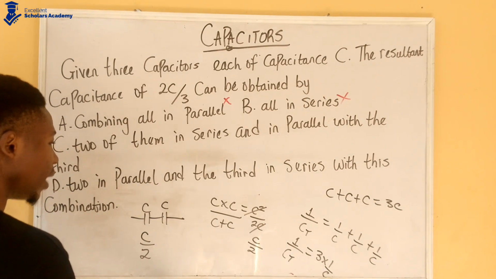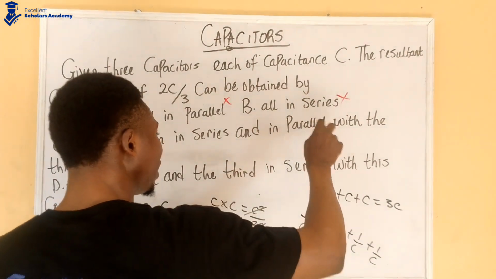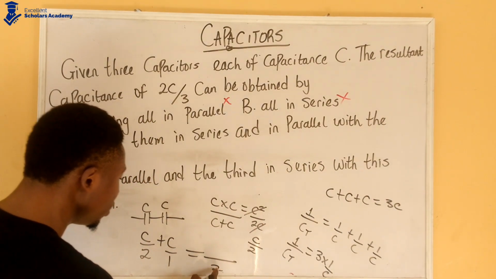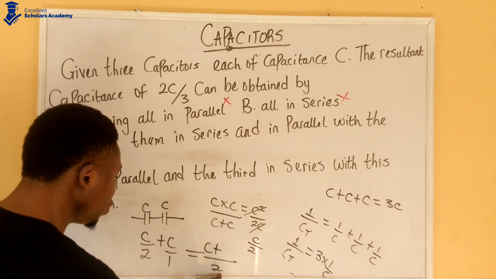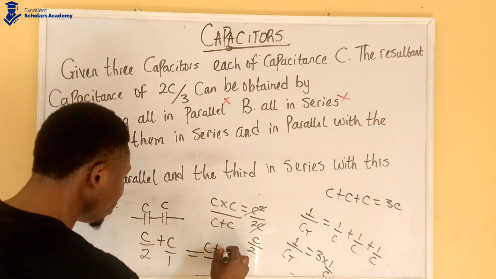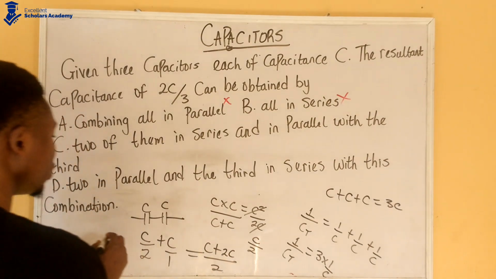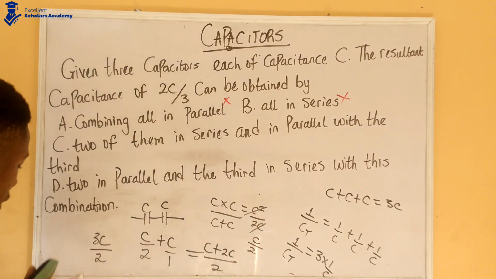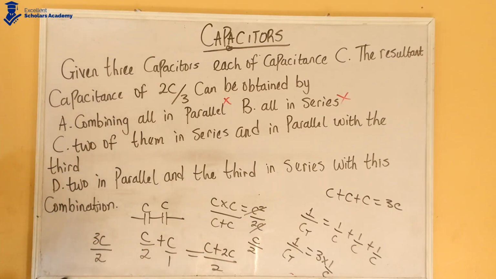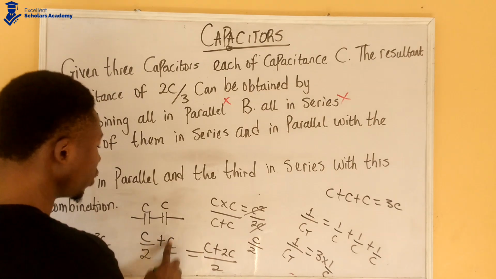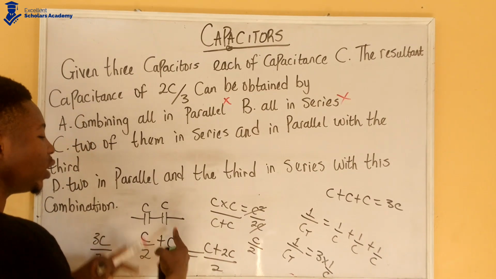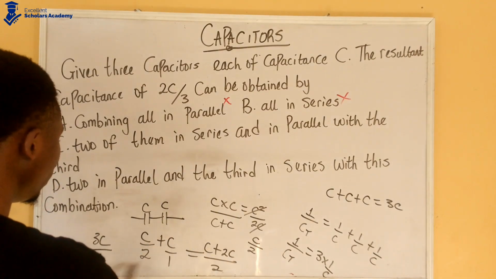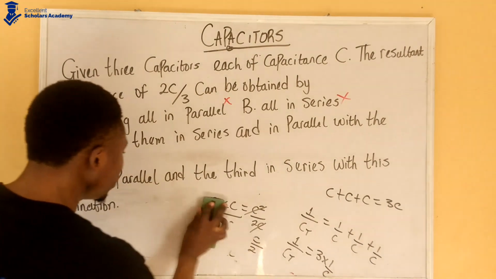So C over 2 now, then connected in parallel, so it's going to be plus C. This is over 1, this is 2. 2 divided by 2 is 1, 1 times C, plus 2 divided by 1 is 2, 2 times this, that's 2C. So that's going to give us 3C over 2. 3C over 2 is not the same thing as 2C over 3. So this is also not going to work. These are the 2 in series plus the 1 in parallel. When you combine these two, you have C over 2 plus the 1 in parallel, which gives you 3C over 2. So that is not giving us our answer.